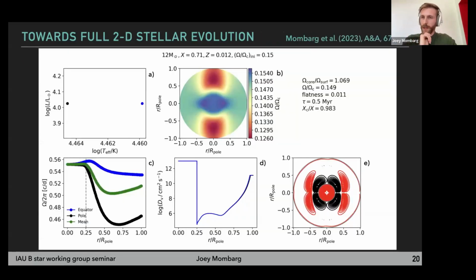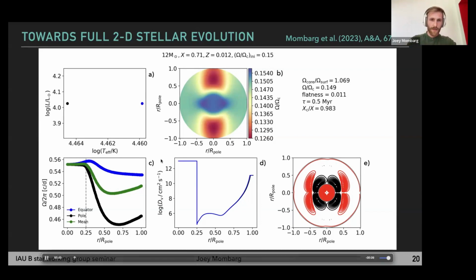Here I'm showing you one of the first attempts to actually do full 2D stellar evolution with a mass that corresponds to the asteroseismic mass estimate of the star. It's 12 solar masses. It's not a very rapid rotator, so this one is initialized at 15% of the critical rotation. For STER, we initialize our models at the ZAMS as a chemically homogeneous, steady state model, and then let it evolve from there. So I'm just going to run the GIF.